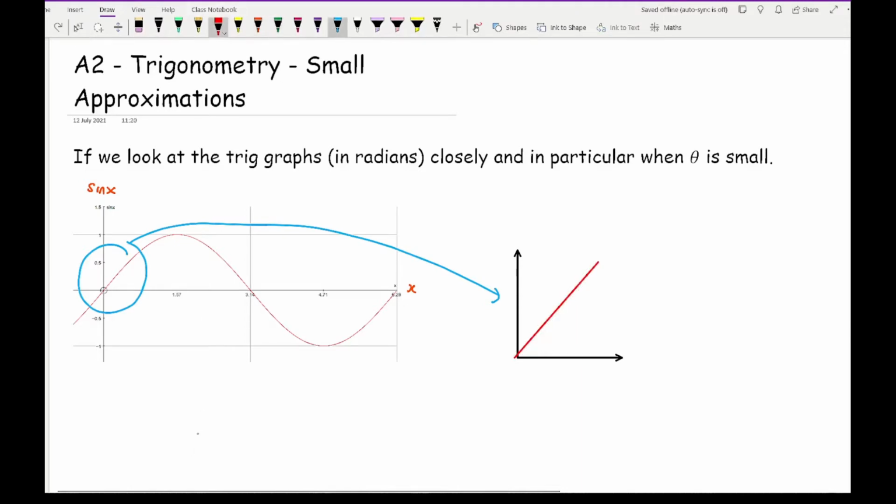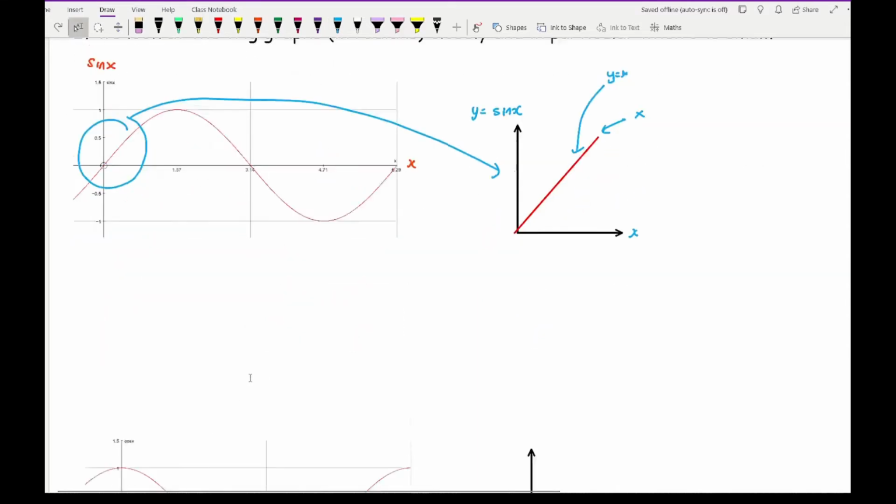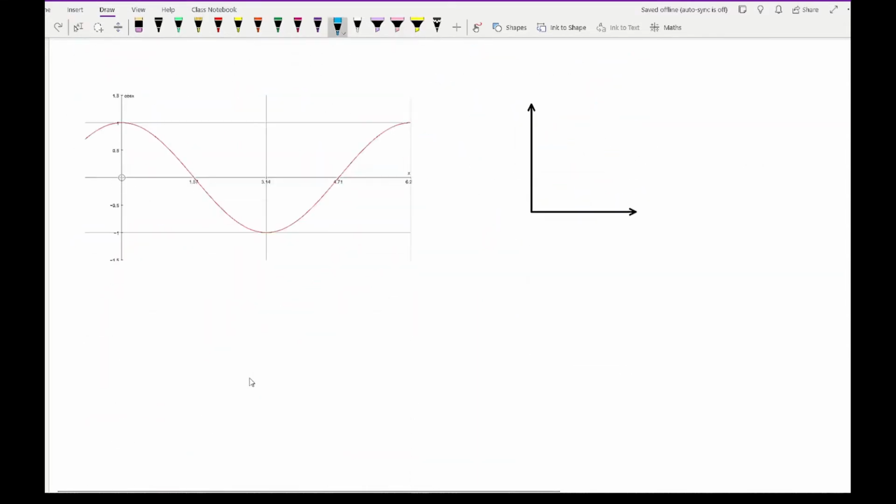Now again, looking at the angles, we've got sine x and we've got x. And this line here resembles x. This is y equals x. So if you spotted y equals x, this red line here is approximately y equals x.